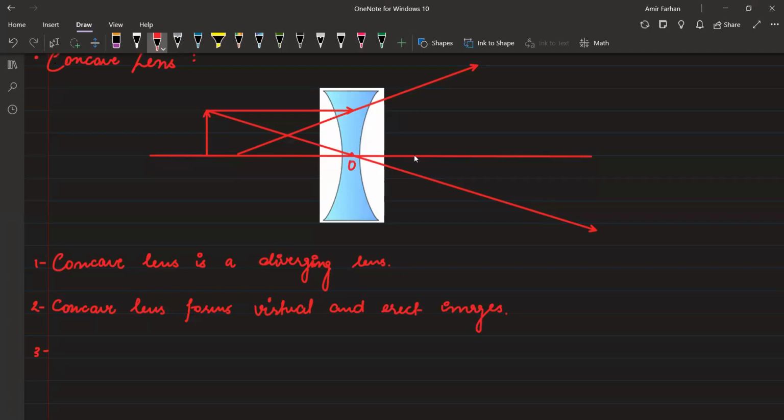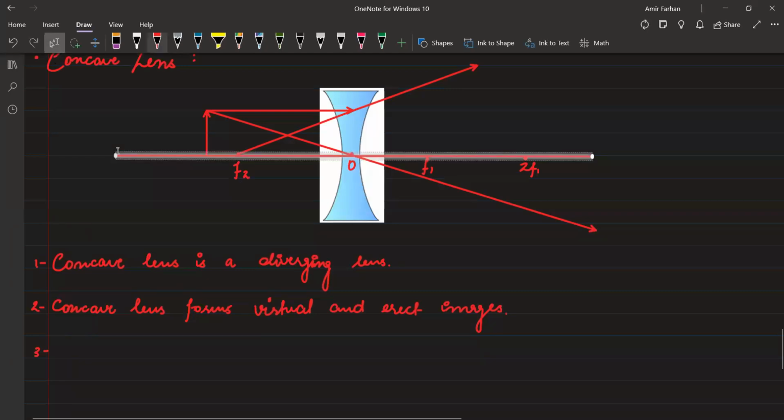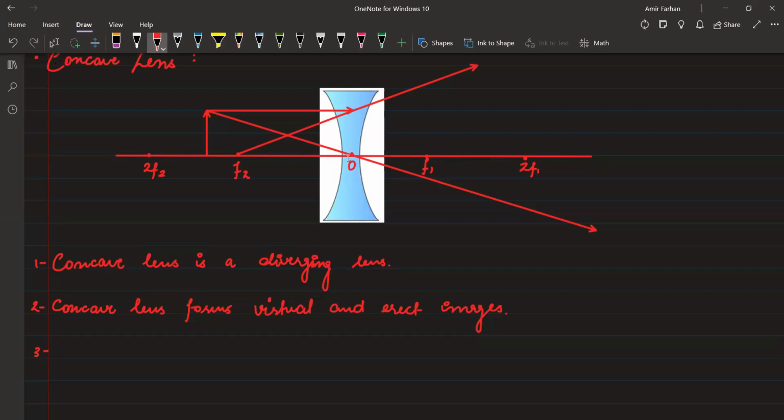This is your F1 and this is your F2. Light rays are not going to meet in this direction, but they're meeting at this point. This is called F2. All of you can see that we have always measured the distance from the optical center.